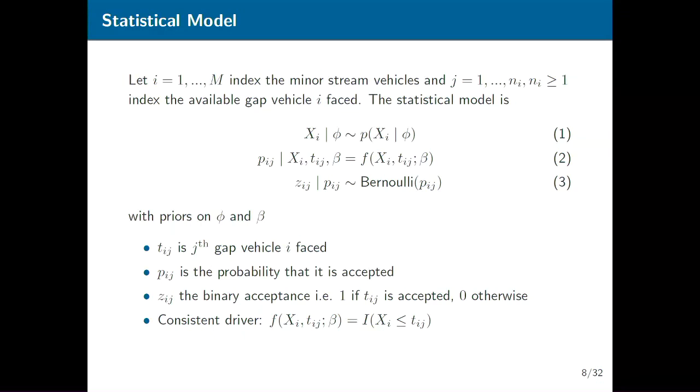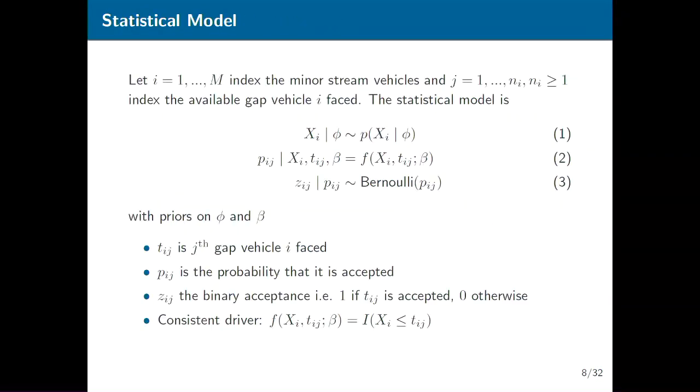If you assume the drivers are consistent, then your acceptance function here will just be this, where I is the indicator function, so you have a degenerate Bernoulli. In this case, this doesn't account for the lags and follow-up dimension at the start. It only really considers gaps, but it turns out that if you work through the maths, they will have essentially the same conditional independence structure, so we'll just focus on this gap acceptance model here.